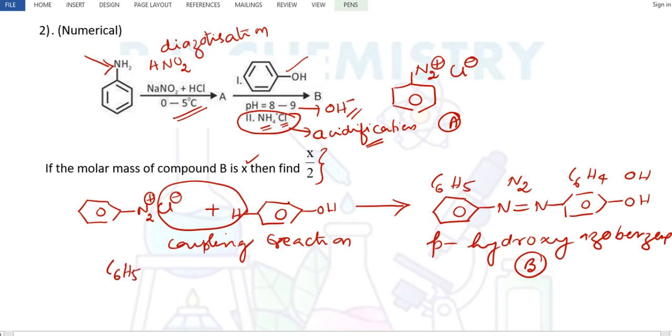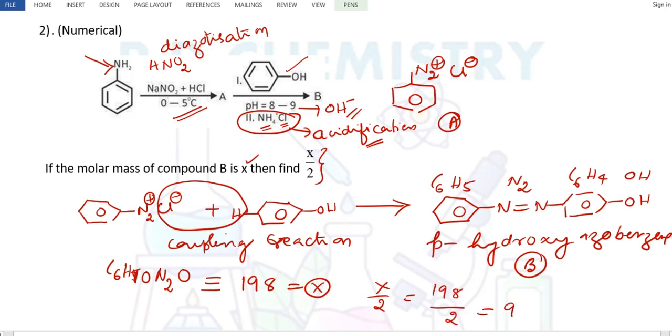Altogether, this will be C12H10N2O, and its molar mass, when you calculate, you will get as 198. This is equal to X, the molar mass. Now X divided by 2 is equal to how much? 198 divided by 2 is equal to 99. It is a numerical type question, therefore you should write the answer like 99.00. Okay, clear?